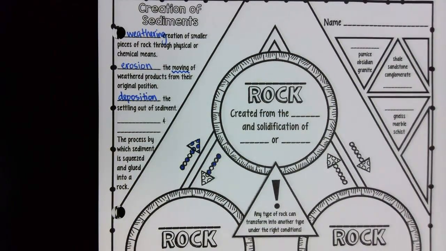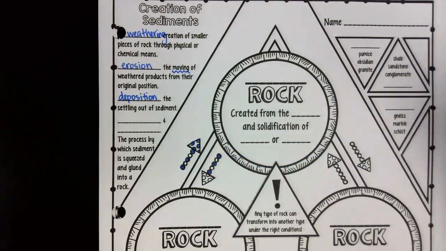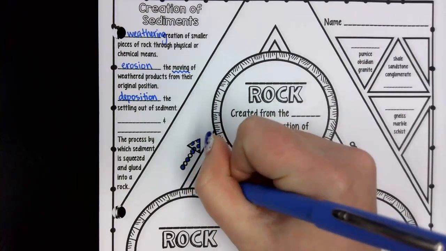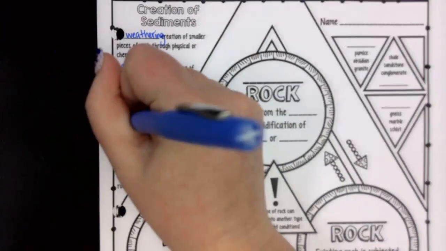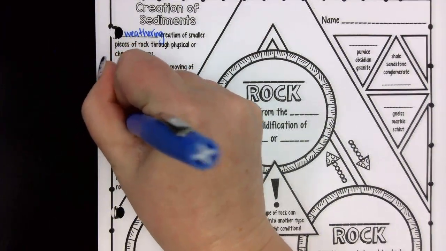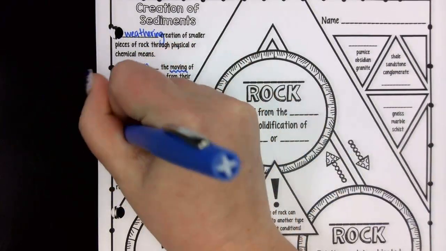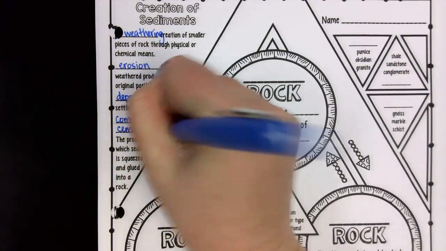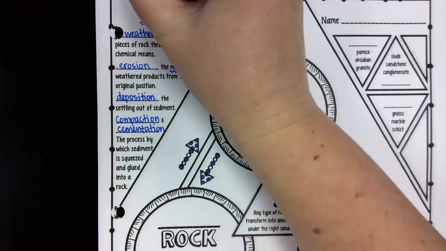So these 3 are the creation of sediments, and then once we have sediments created, we have 2 processes by which sediment is squeezed and glued into a rock. So sediment is compacted and cemented. So the names of these processes are compaction and cementation. So compaction, cementation, those are all the processes that lead to the creation of rock from sediments.